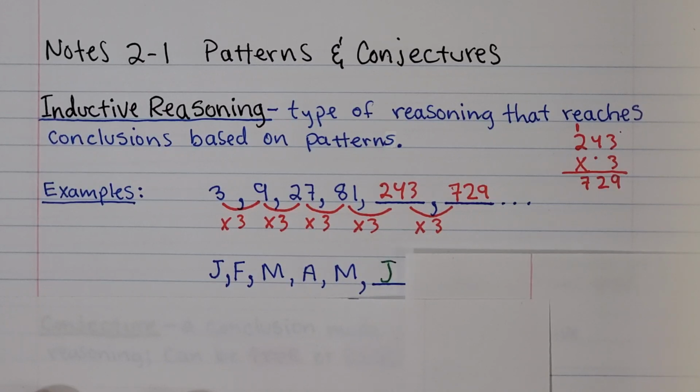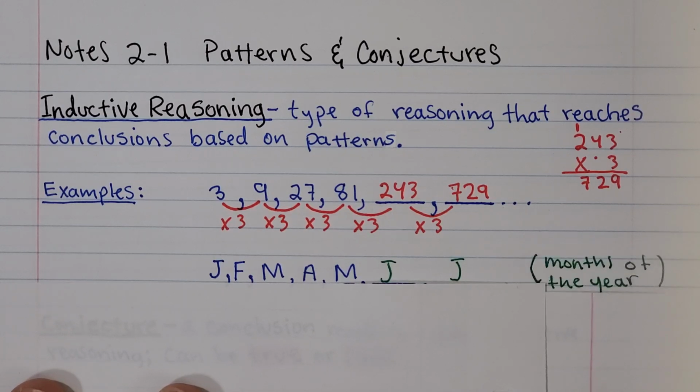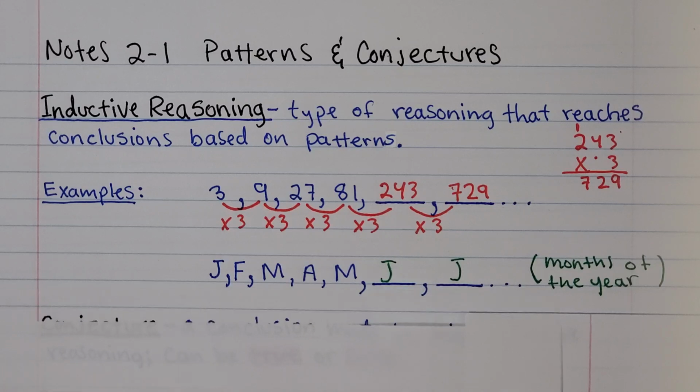So it's January, February, March, April, May. What comes next? June. And what about after June? July. And what about after July? August. And then? Get it? Now you see the pattern. Very good.